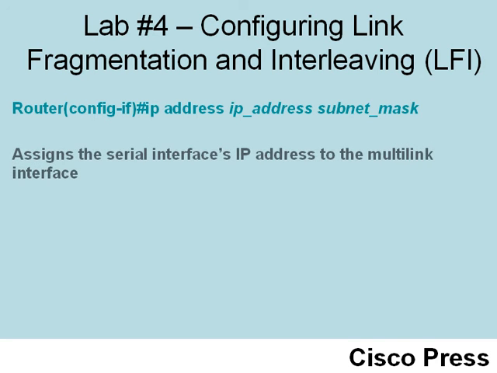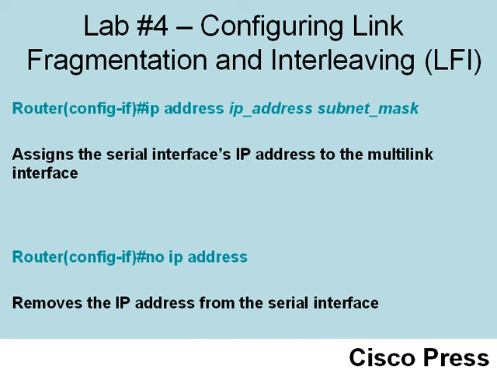We use the regular IP address command to assign an IP address to the multilink interface, and the IP address that we're going to use, interestingly, is the IP address of our serial interface. We are going to rob the IP address from the serial interface and apply it to this multilink interface. After we have configured this multilink interface, we need to go into interface configuration mode for the serial interface and say no IP address. We're taking away the IP address from the physical interface because we have applied it to the logical interface.